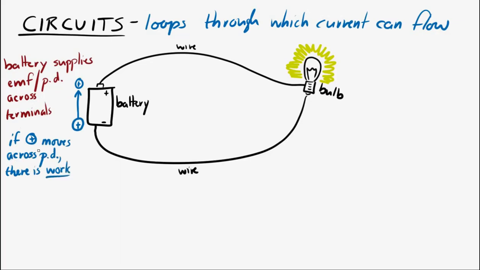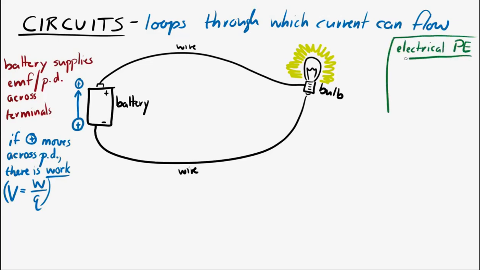Also remember, there are many types of energy. We've seen kinetic energy, gravitational potential energy, spring potential energy. Here we're going to talk about a new type called electrical potential energy. It follows the same rules as all other types of energy. It's just a different form of energy.